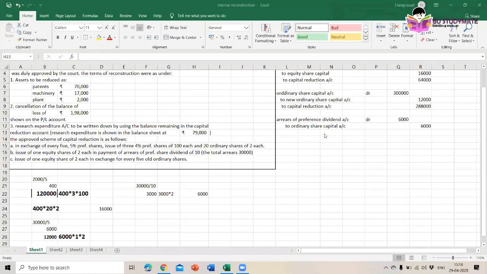Then they have told that this scheme of capital reduction is over. And then we have to write off the assets, and also we have to write off the profit and loss balance. So here we have to write the capital reduction account.